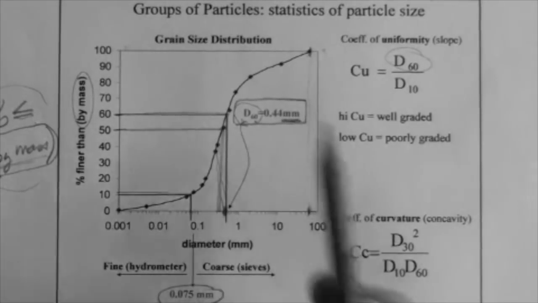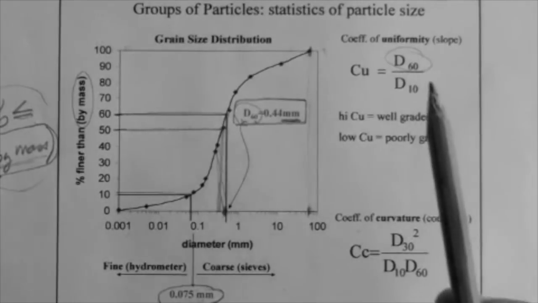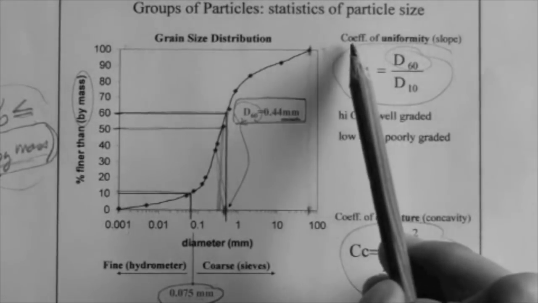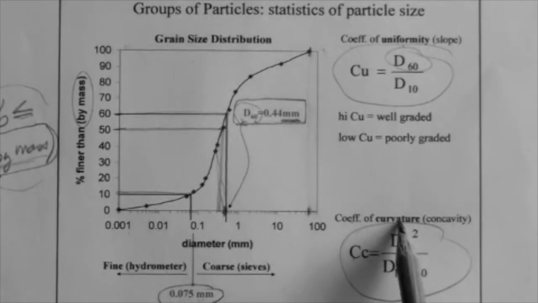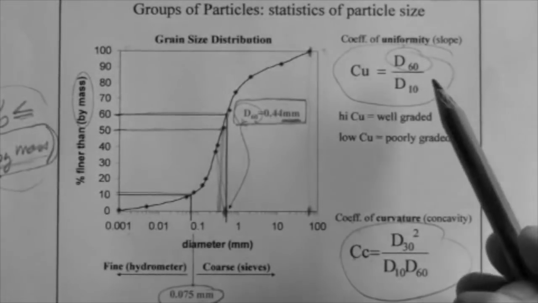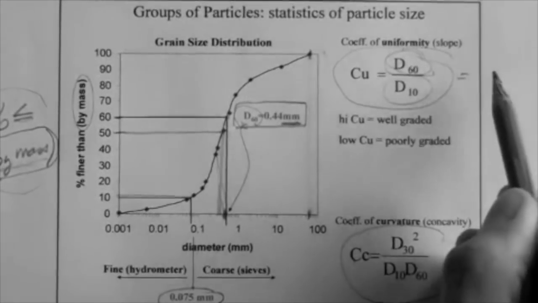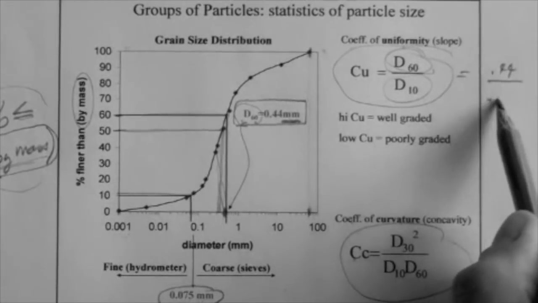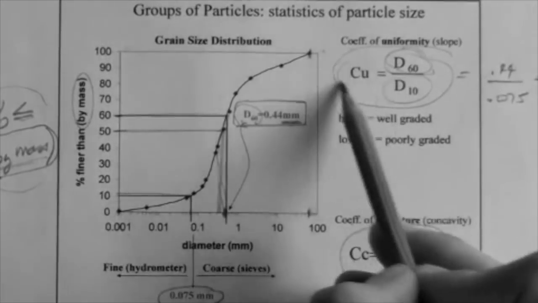Okay? Now that you know how to determine these D's, then you can determine these two parameters. The C sub u, which is the coefficient of uniformity, and the C sub c, which is the coefficient of curvature. The C sub u is a parameter that is defined by D60 over D10. So in this case, what is it? It's 0.44 divided by 0.075. Okay, that's just a number.